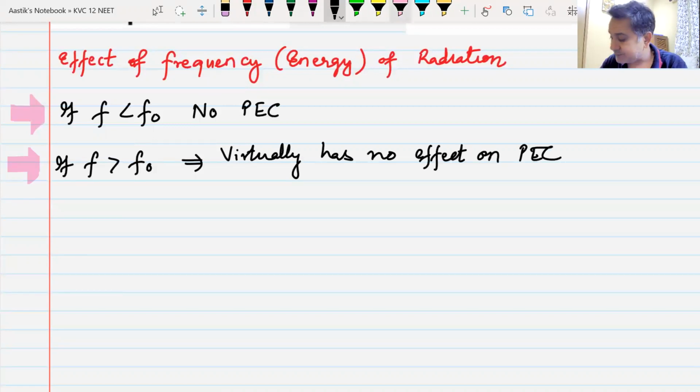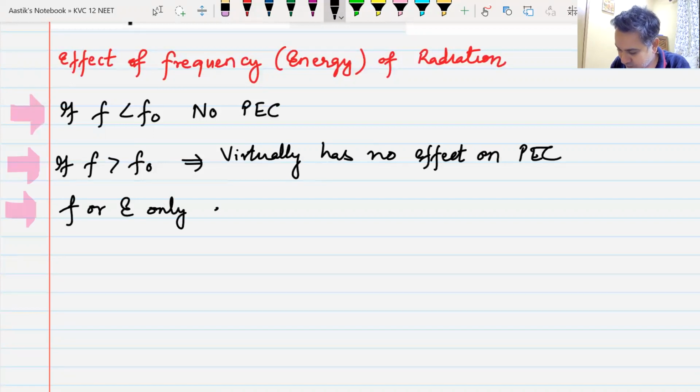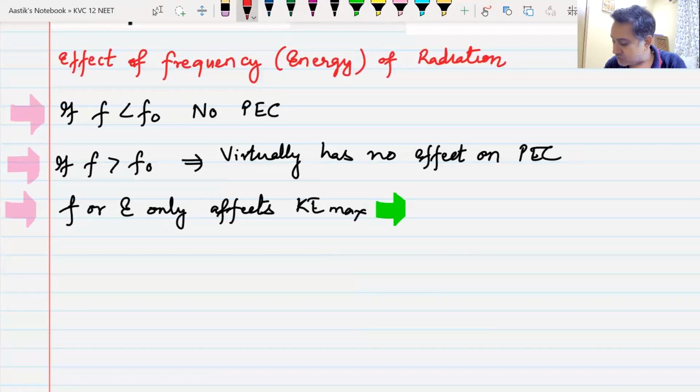Then what does it affect? Frequency or energy only affects the maximum kinetic energy, which implies that it affects the stopping potential. That is the only effect frequency or energy of the radiation has.